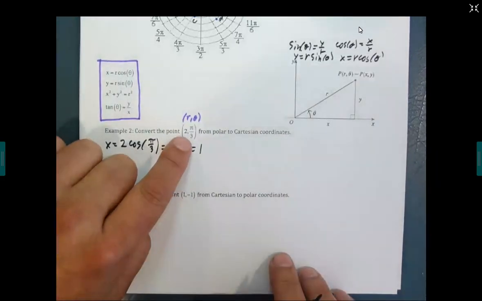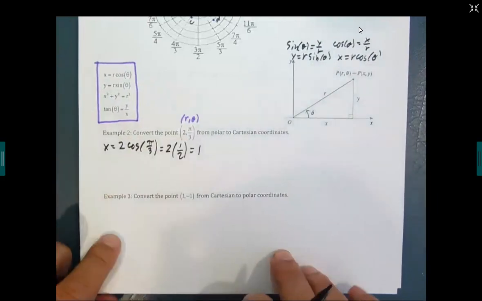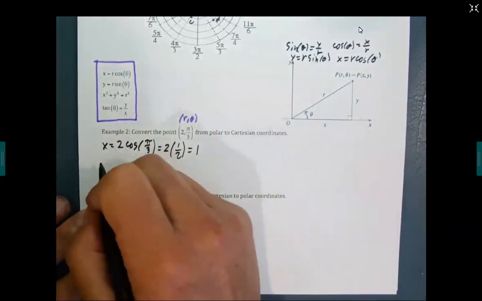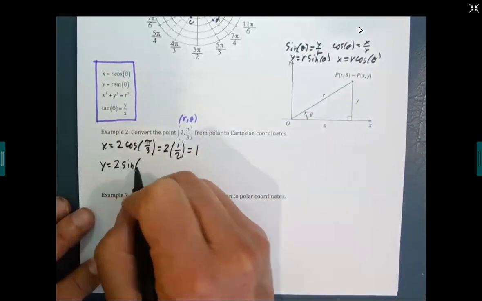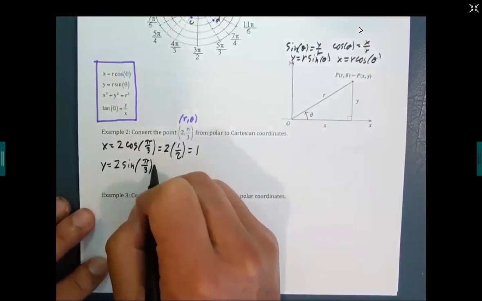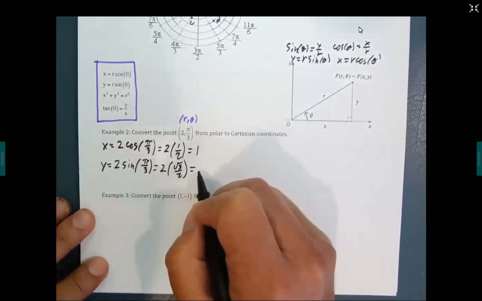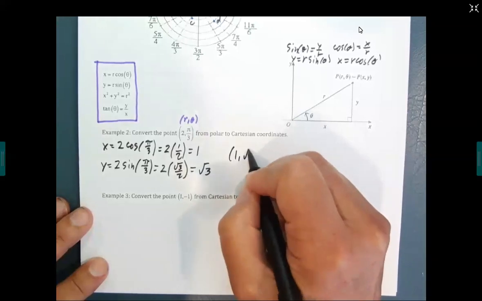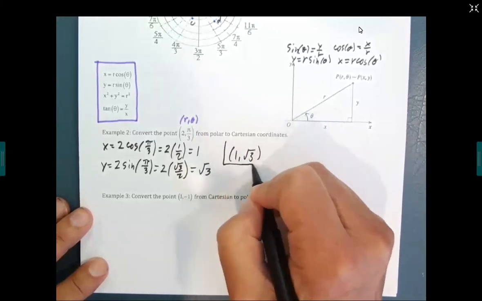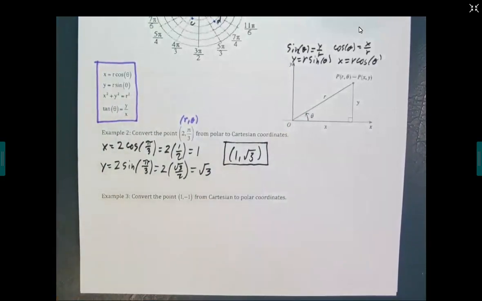Now, before we get going on this too far, notice π over 3, that's in quadrant 1. So I'm expecting both x and y to be positive in this case. y is going to be r, which is 2, sine theta, which is π over 3. This will be 2 times root 3 over 2. And you see the 2's reduce. So we end up with the ordered pair 1 comma root 3. Notice both x and y are positive, so we are in quadrant 1. And root 3 is about 1.7 and change. So we are looking good.